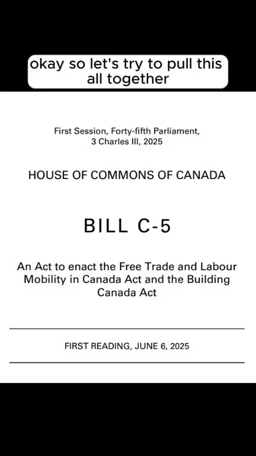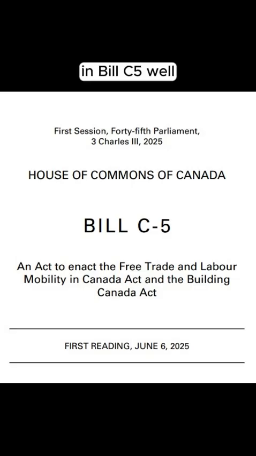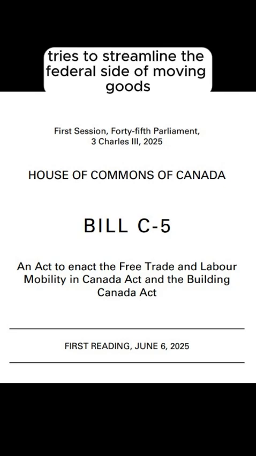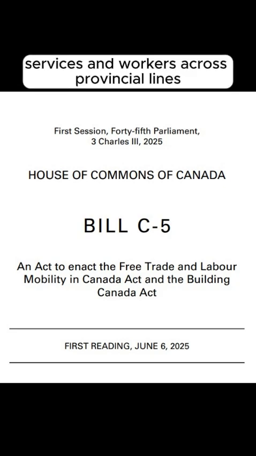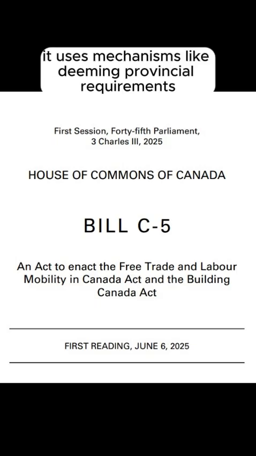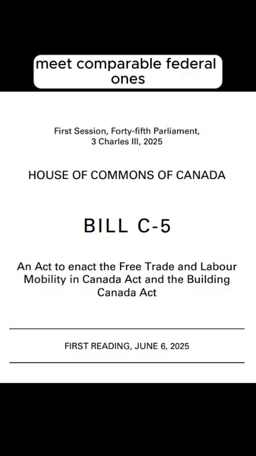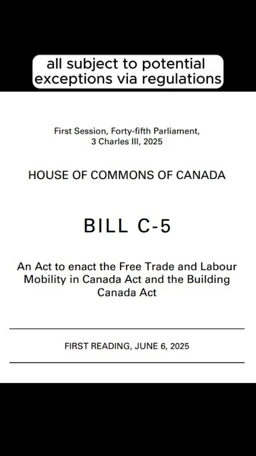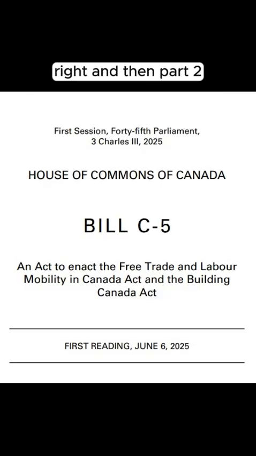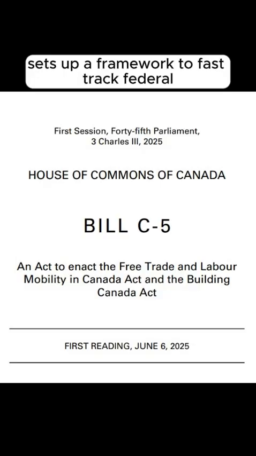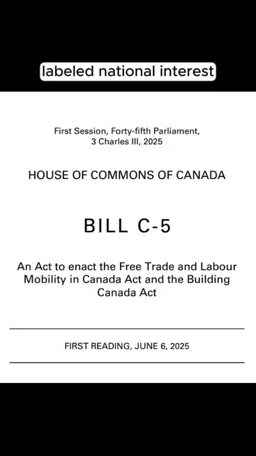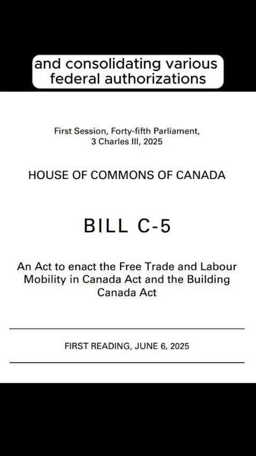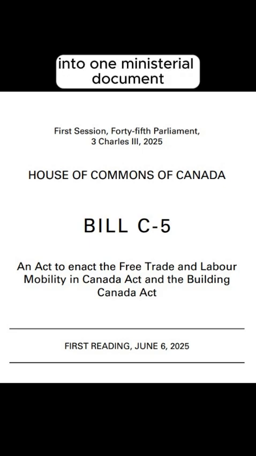Okay, so let's try to pull this all together, based just on these excerpts from Bill C-5. Well, we've seen two main thrusts. Part 1, the Free Trade and Labor Mobility Act, tries to streamline the federal side of moving goods, services, and workers across provincial lines. It uses mechanisms like deeming provincial requirements meet comparable federal ones and mandating federal recognition of provincial work credentials, all subject to potential exceptions via regulations. Right. And then Part 2, the Building Canada Act, sets up a framework to fast-track federal approvals for specific projects labeled national interest. Key tools there are deeming preliminary findings favorable and consolidating various federal authorizations into one ministerial document.